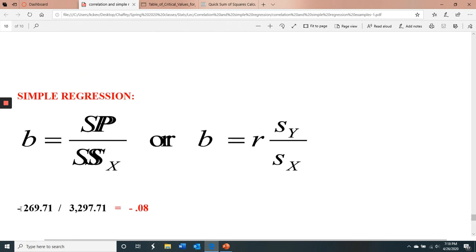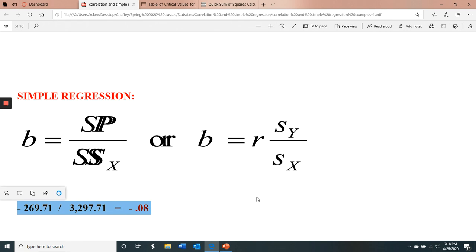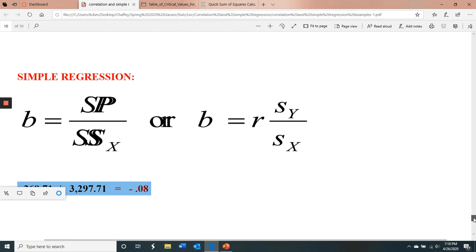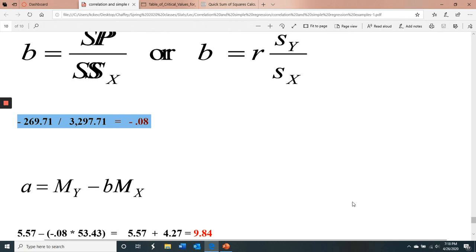So the slope is the SP that we figured out before, and the sum of squares X that we figured out before. So our slope is negative. This is a negative slope because we had a negative correlation. So remember our other example that we just did, we had a positive correlation, we had a positive slope. Here we have had a negative correlation for the Pearson, and it's a negative slope. And what this is saying is that for every 1 unit change in narcissism leads to a negative 0.08 change in empathy.